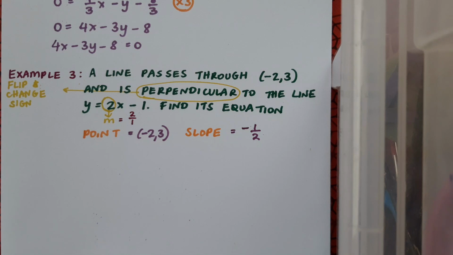Okay, now I've got my point and I've got my slope. I'll note my formula for the equation of the line. And I'll label my point and my slope. And at this stage, if you feel confident to proceed to the end, then pause the video, do it yourself, and then play and see if you're correct.